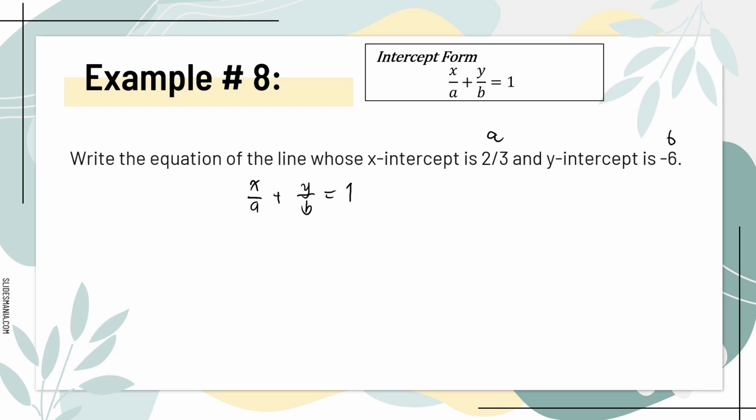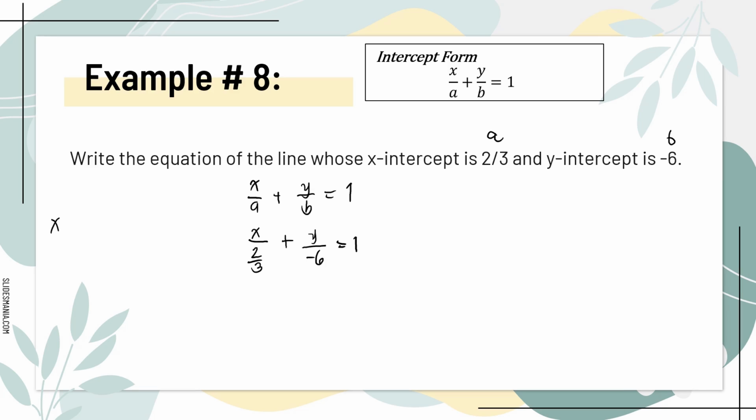Substituting it here in our equation, we're gonna have x over 2/3 plus y over b, which is -6, is equal to 1. Could this be our final answer? Not yet, no? Again, our answer is supposed to be in slope-intercept form. So let's simplify first this term.